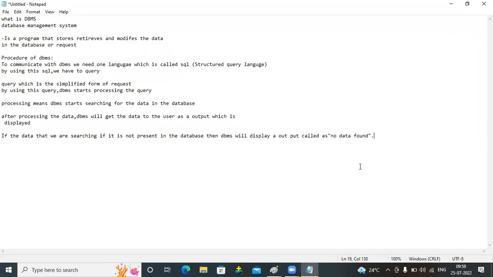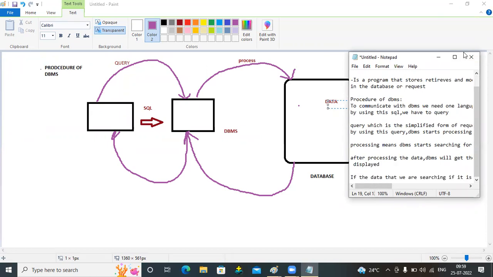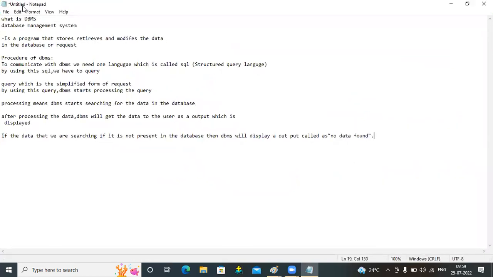Nice. I have explained what is DBMS and the procedure of DBMS, so it would be clear. And we are going to the further process about DBMS and its types. It's a very easy and understandable concept.